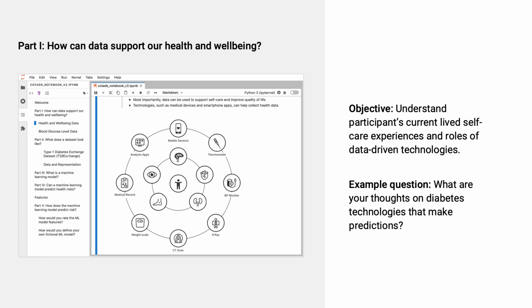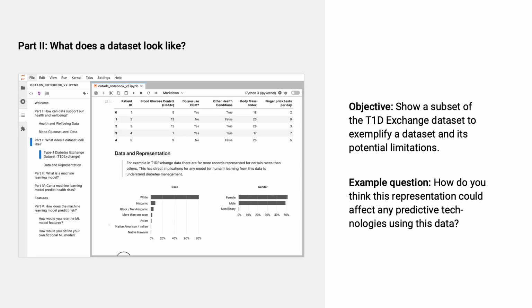We applied a holistic and incremental explanation and design approach. For example, the first part of the notebook aimed to understand participants' self-care experiences and roles of data-driven technologies. An example question that we asked as part of the workshops was, what are your thoughts on diabetes technologies that make predictions? The second part of the notebook showed a subset of the type 1 diabetes exchange dataset to exemplify a dataset and its potential limitations. For example, we asked, how do you think that representation could affect any predictive technologies using this data?